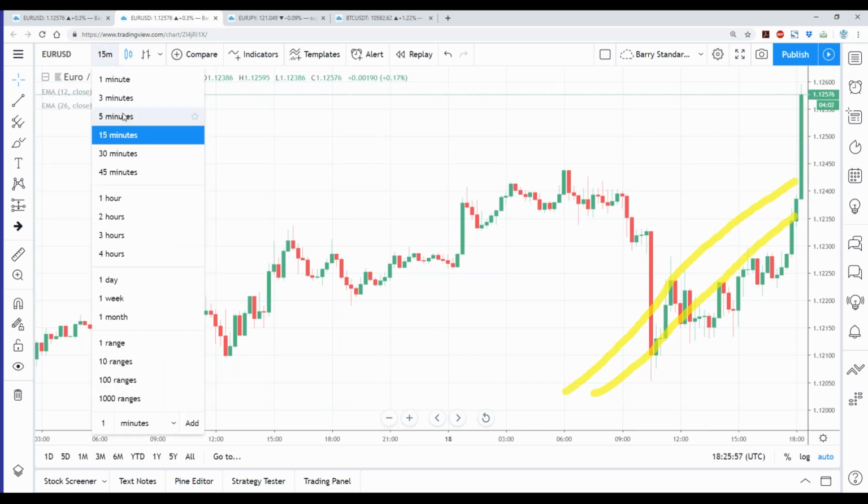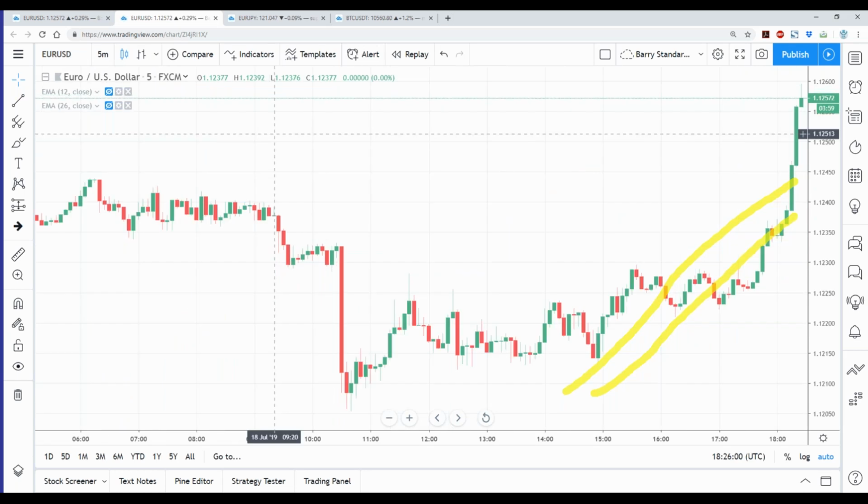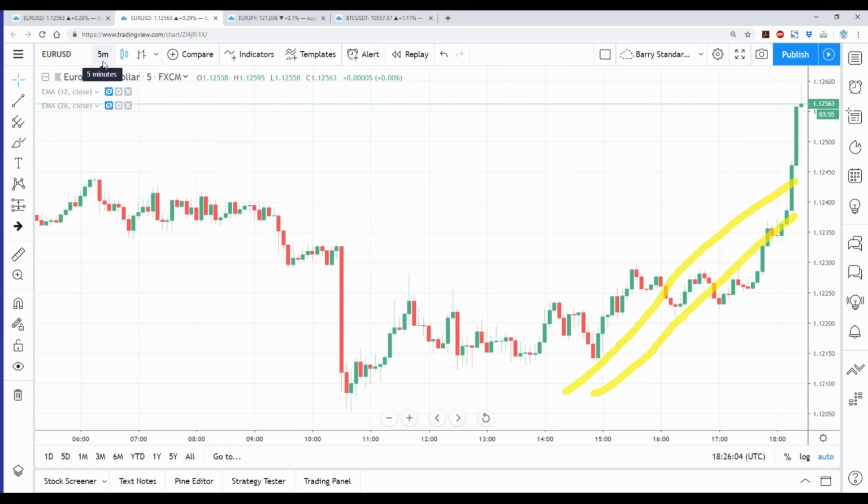Some people go all the way down to 5-minute charts. But understanding the use of time frames on a chart is very, very important.